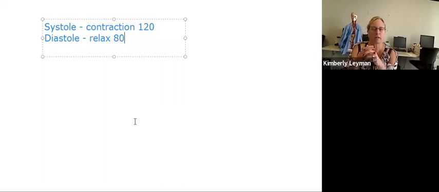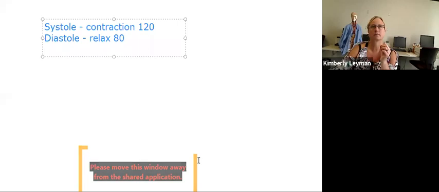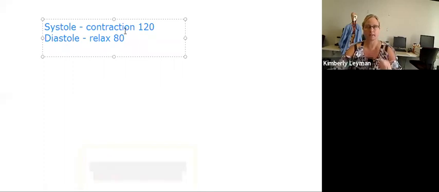So both of them are important, but we really look at the bottom number because we want to make sure that our heart is able to relax. If the bottom number is really high, that means that the heart isn't able to relax in between each contraction, and that's not a good thing for our heart. Both numbers are important, but we want to make sure that our heart is relaxing in between contractions. All right. So that's systolic, diastolic.